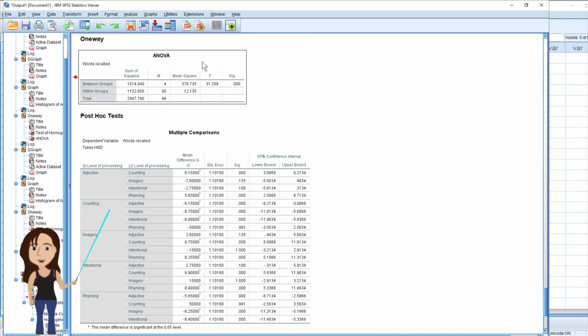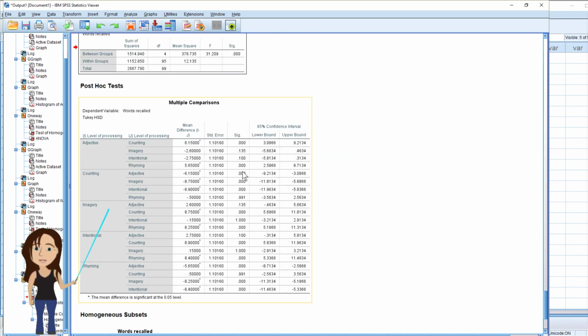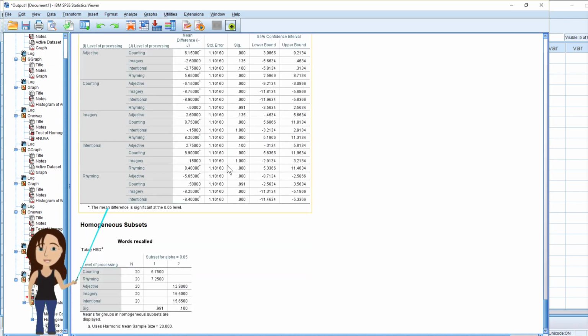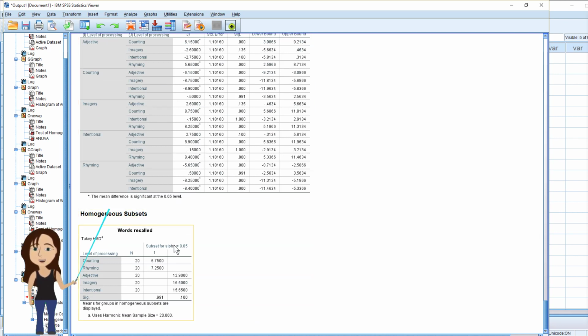So this was our ANOVA output that we saw before, and now we're going to have a look at the multiple comparisons. And we've got 2 versions of the output. I'm going to look at this smaller version first.